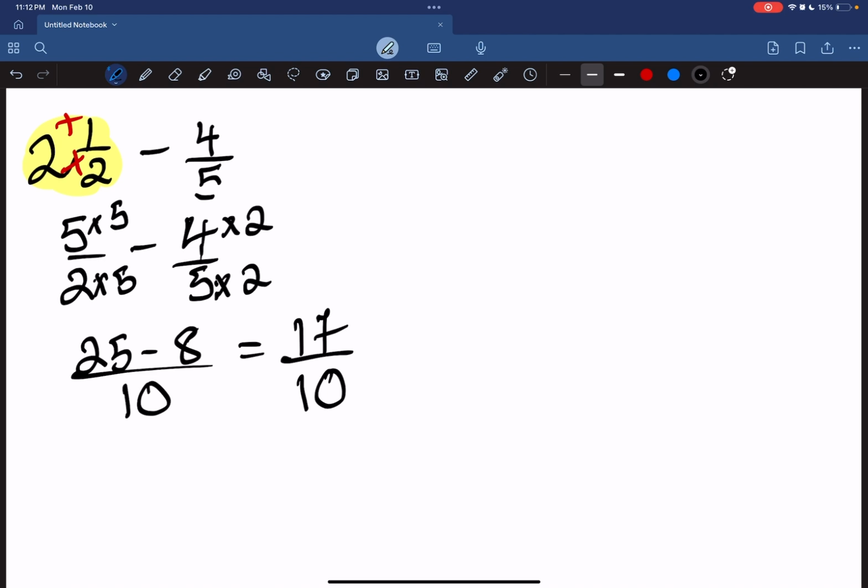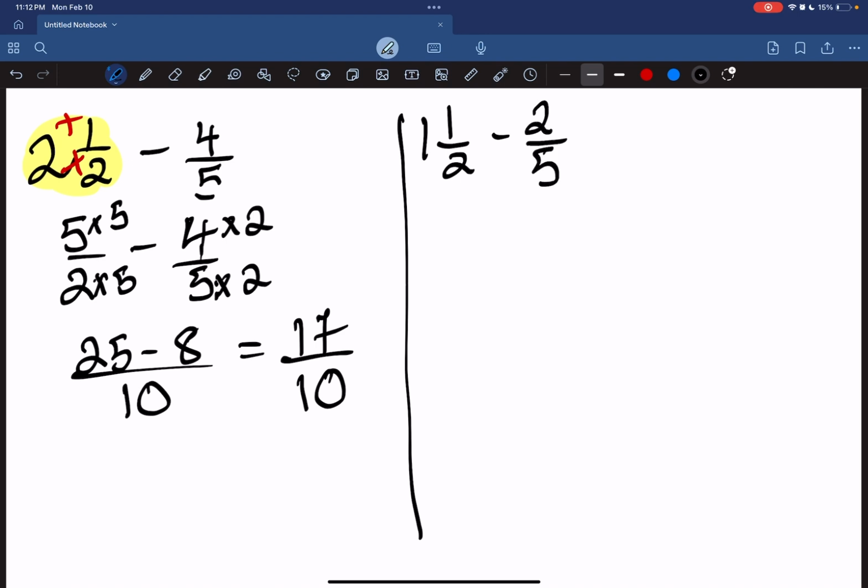Alright. Same thing, if I had this, all I needed to do is do the same thing again. Change our mixed number to an improper fraction. 1 times 2, that's 2, and 1, that's 3. So I'm going to end up with 3 over 2. Minus, let's keep this the same, because that's already a fraction.